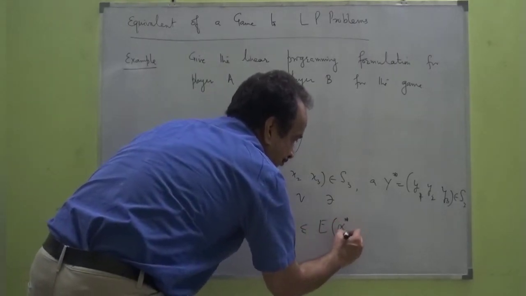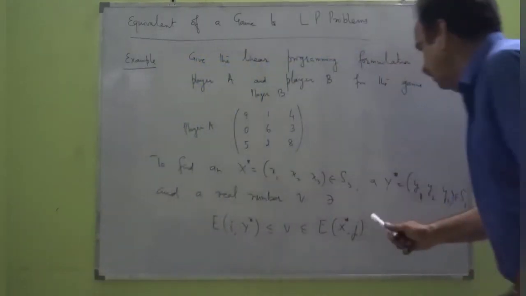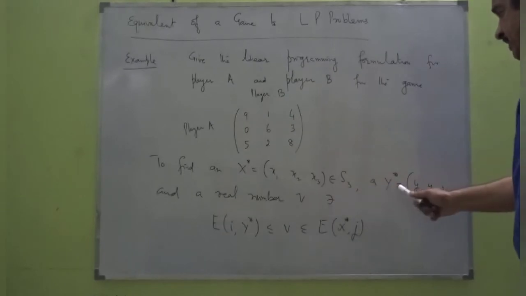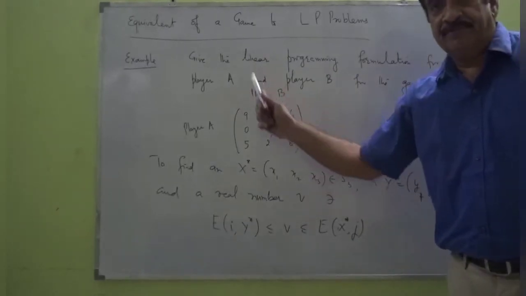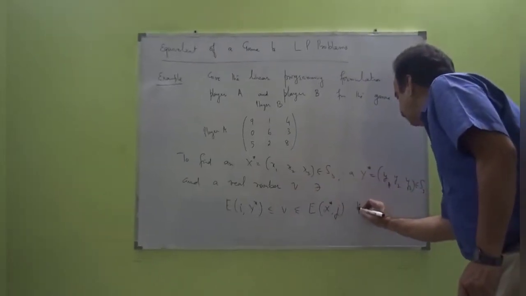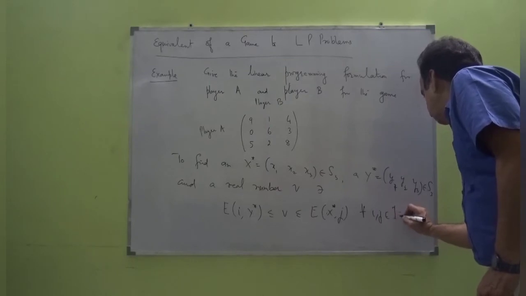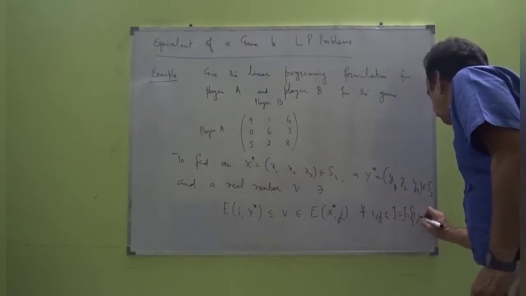is less than or equal to V, which is less than or equal to E(x star, j). Now if we could find such x star and y star and a V, then what will happen? By theorem 1, x star will be an optimal strategy for P1, y star will be an optimal strategy for P2, and V will be the value of the game. Here i and j both belong to 1, 2, 3.